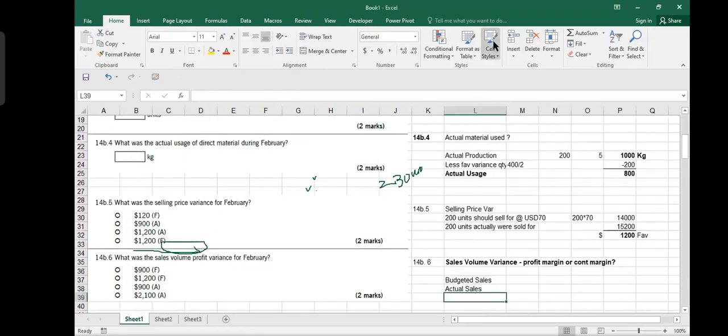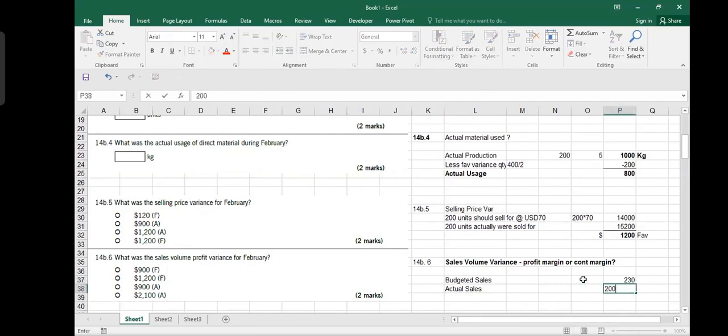So our plan was producing budgeted sales was 230 units, but we produced only 200. So it means that we produced less. It is called adverse. So you sold less units, 30 units, these are in units. And then you multiply it, this 30 units adverse. Variance cannot be expressed in units, it must be in dollars.